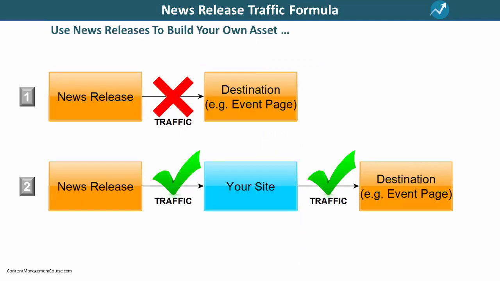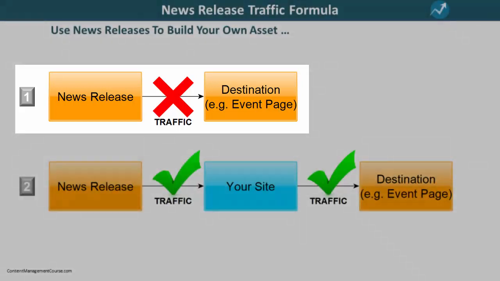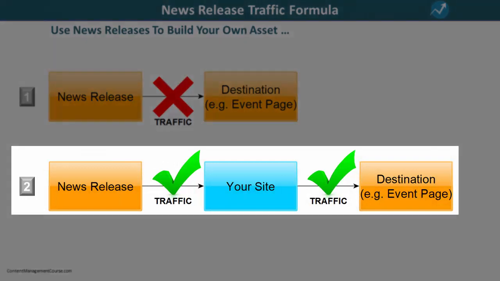Let's say that you plan to send out a news release to promote an event on Facebook. The logical thing to do would be to write a news release announcing the event, and then add a link to the event page on Facebook where people can register. In other words, as shown in the first diagram, your news release would send people directly to the event page on Facebook. Even if this is your Facebook page, you're still promoting someone else's asset, which in this case, is Facebook.